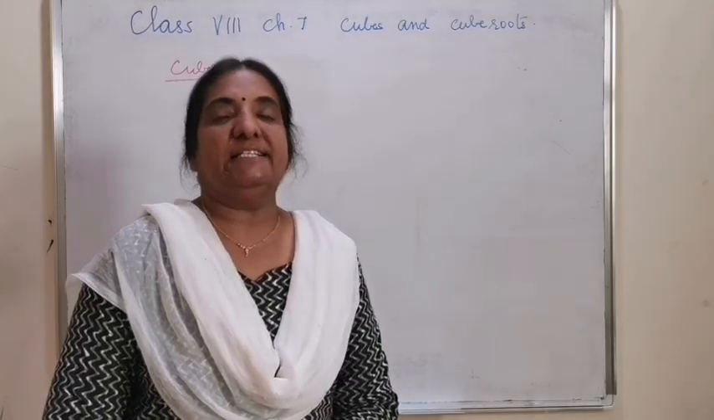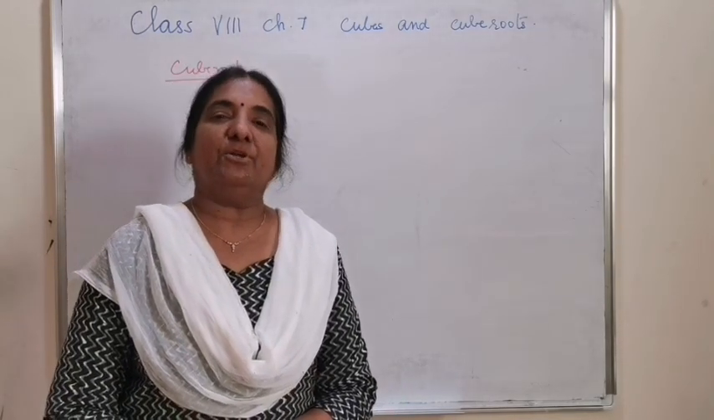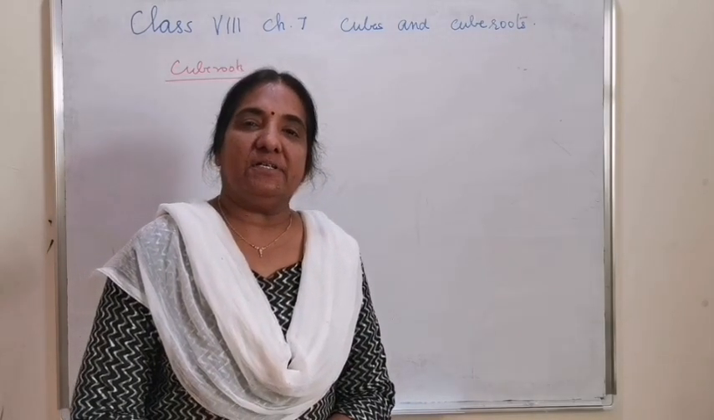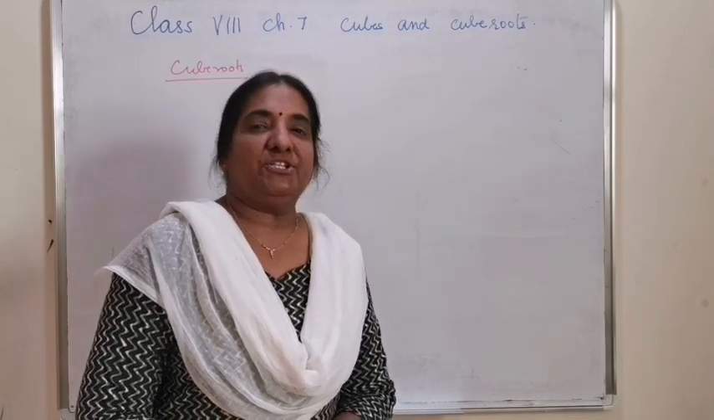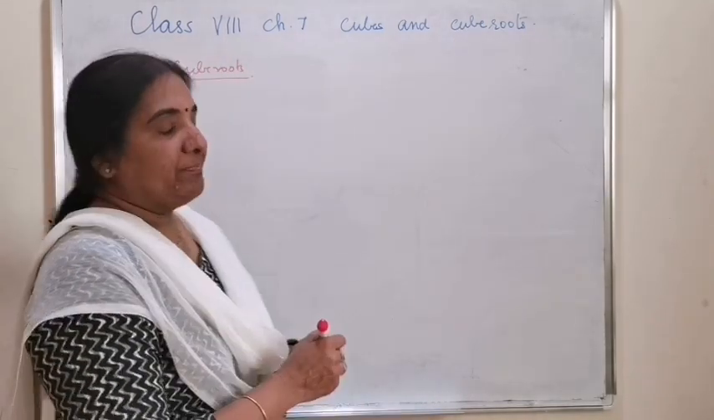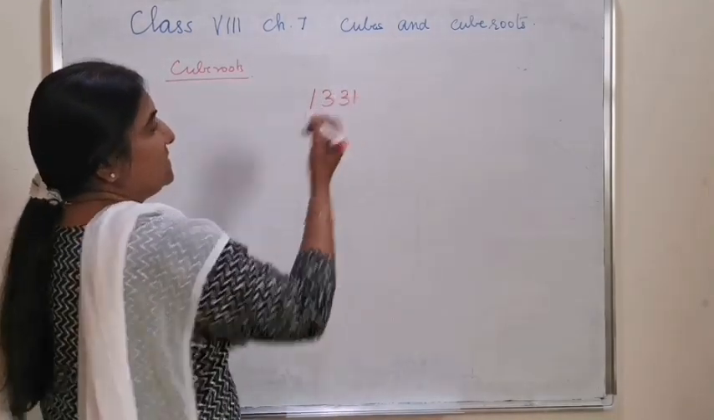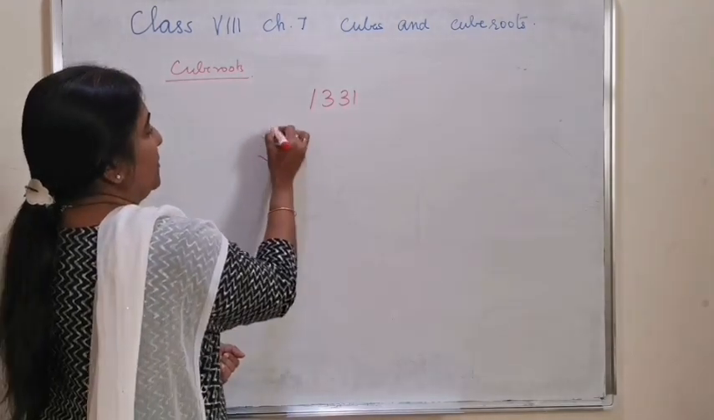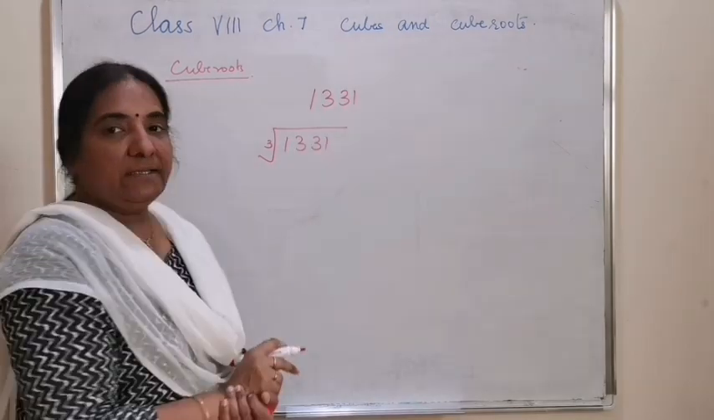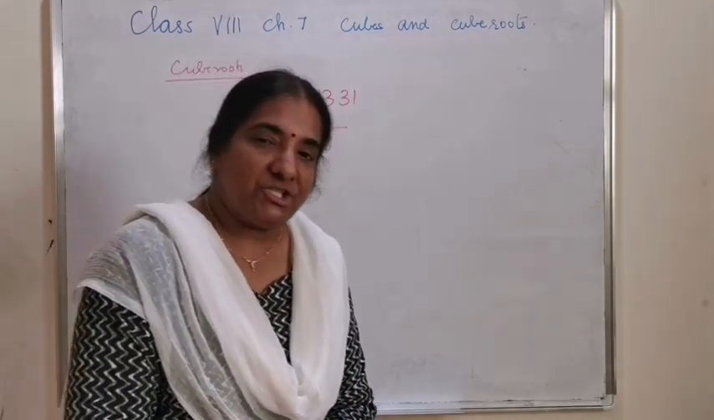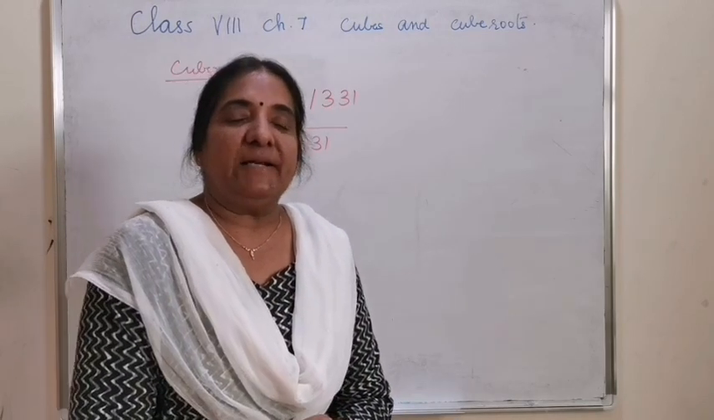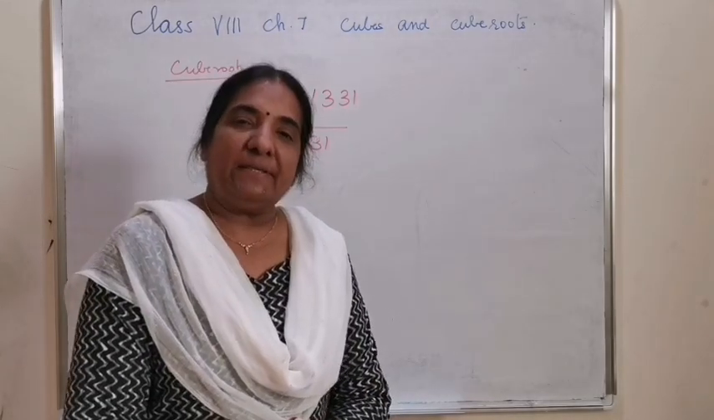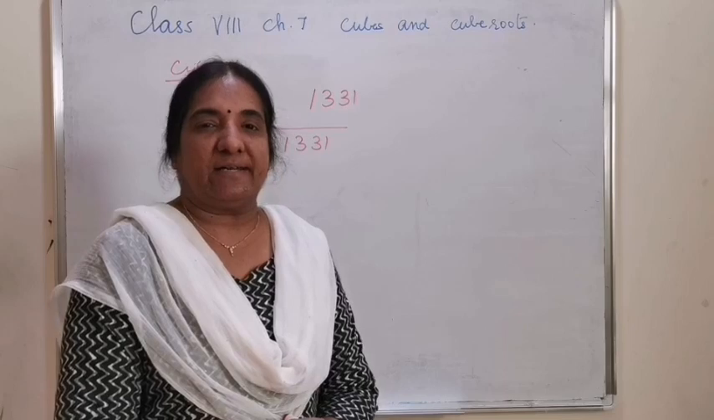You are thorough with the concept of a cube number as a number obtained on multiplication of a number 3 times. So what is the inverse operation of it? The inverse operation, we call it cube root. That is, given a cube number 1331, the inverse process is finding the cube root of 1331. That is the number by which, multiplied 3 times, you get the cube number 1331. The only method of finding cube root is by prime factorization.